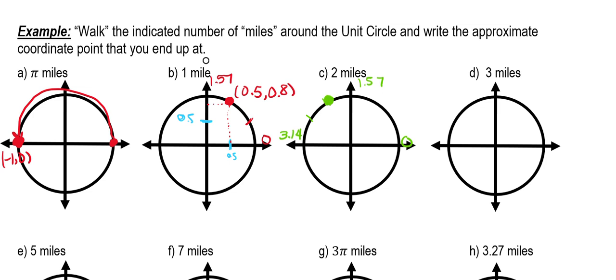And let's try to estimate, see where we are. So I know halfway, that's about negative 0.5. And then halfway up is 0.5. And so we can estimate. So I'm going to go straight down, and then straight to the y-axis. So my x-coordinate is about negative 0.5. And then my y-coordinate is about 0.8.